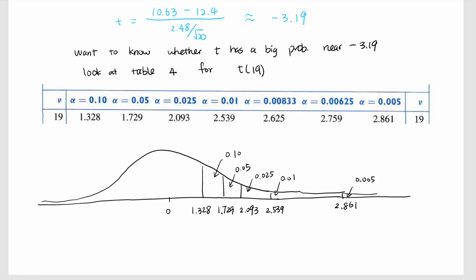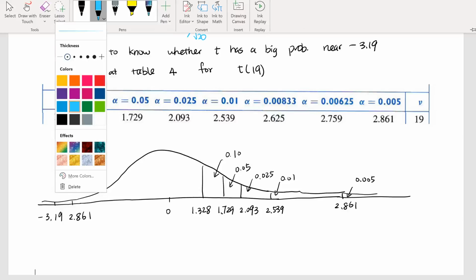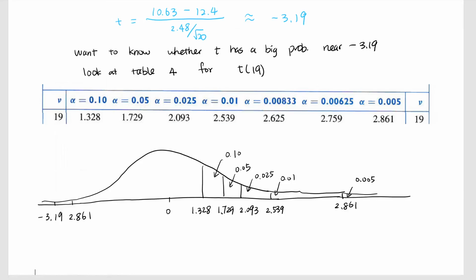Remember, our picture is symmetric about the y-axis, so our value negative 3.19 is actually on the left. Let's say this is negative 3.19, and the next number corresponds to negative 2.861, so the area here is equal to 0.005.